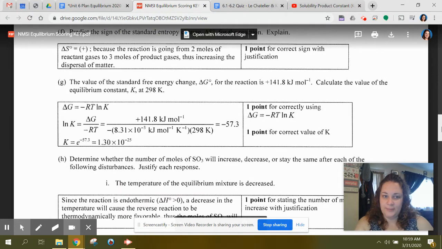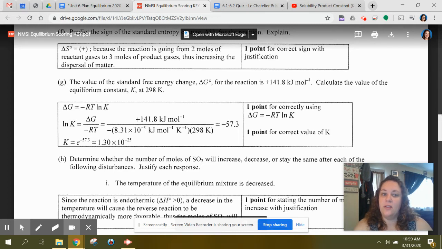G, the value of the standard free energy change, delta G, is positive 141.8 kilojoules per mole. So that's a positive delta G, which tells you this is not a spontaneous reaction. We could have already predicted that because it's endothermic. So it takes energy or takes heat as a reactant to make this product happen. So you've got 2 different ways to know that this is non-spontaneous. It's endothermic. And then delta G is positive. The positive delta G is what for sure tells you this is not a spontaneous reaction.